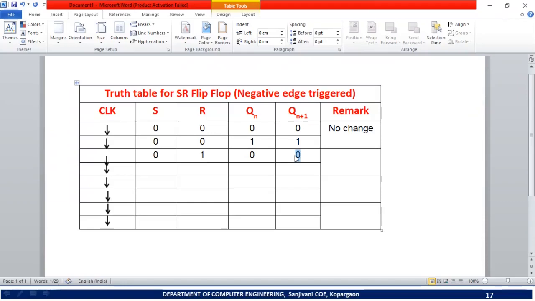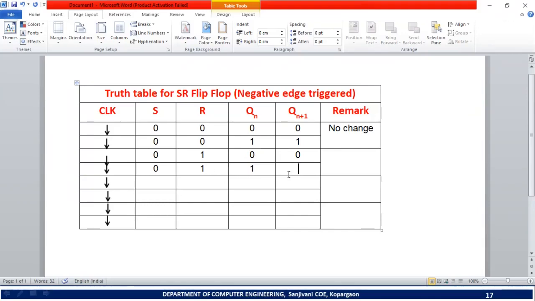Why is this 0 coming? Please understand, this 0 does not depend upon the present state 0. This 0 is coming due to this 1. Then consider the next possibility. S is 0, R is 1, and the present state is 1. What will be the next state? For this particular input combination, the next state of the SR flip-flop will not depend upon the present state.